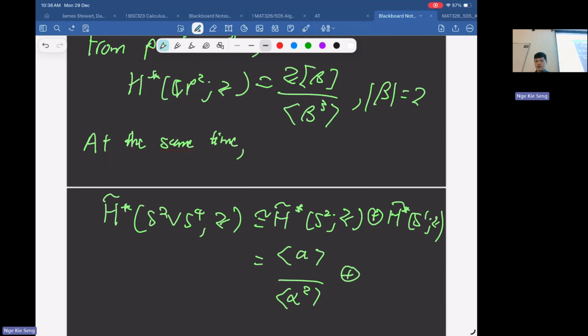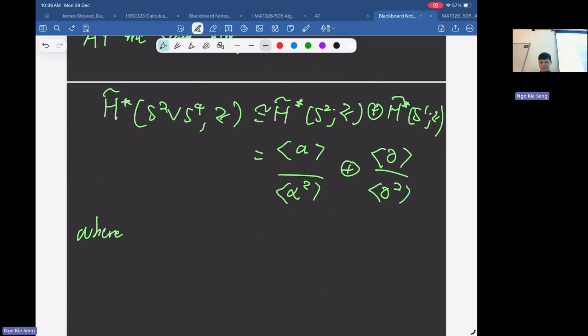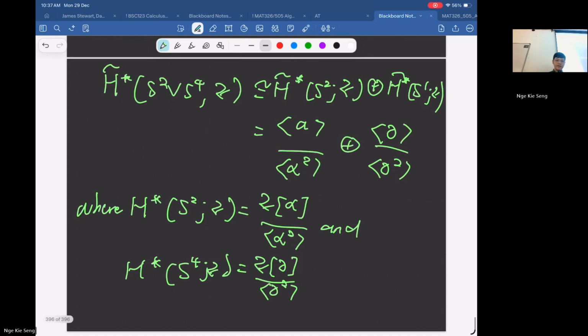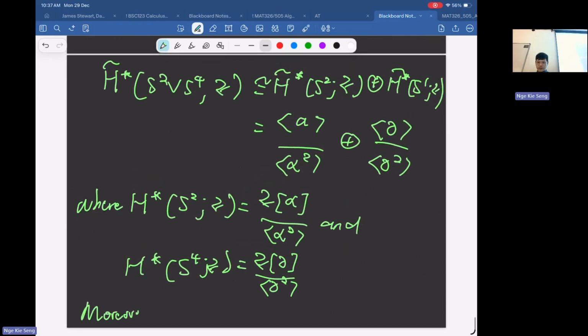Similarly for S4, you have a degree 4 generator, and then you cup it, and there's nothing. So in this case, if you look at the unreduced one, you will retrieve the truncated polynomial ring. You put back your identity, you put back your degree 0. Make sense so far?